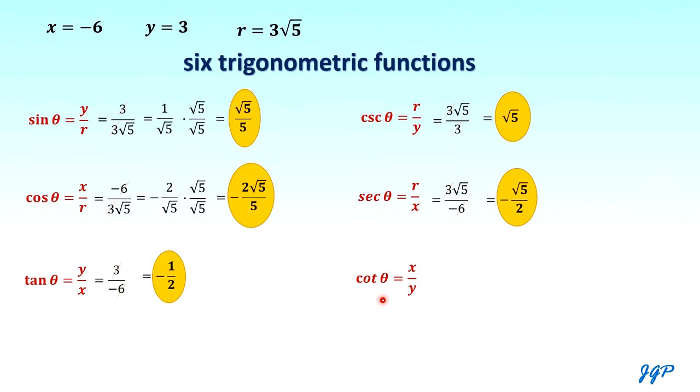And for the cotangent theta, that is equal to x over y. Replace this x by negative 6 and y by 3. And here it is. You have negative 6 over 3. And when you divide negative 6 and 3, that is equal to negative 2. And that is the value for cotangent theta.